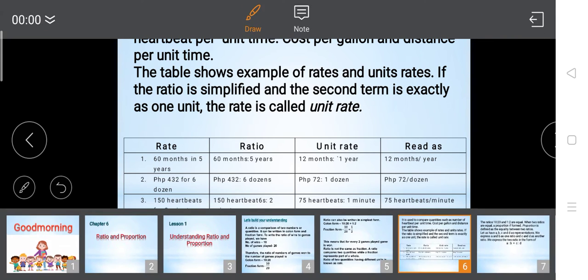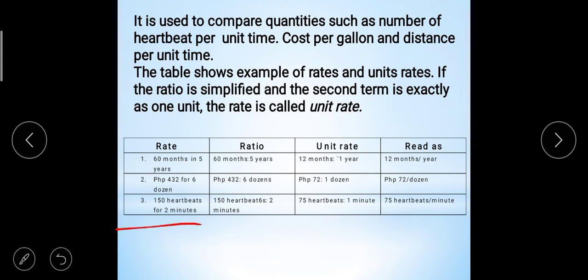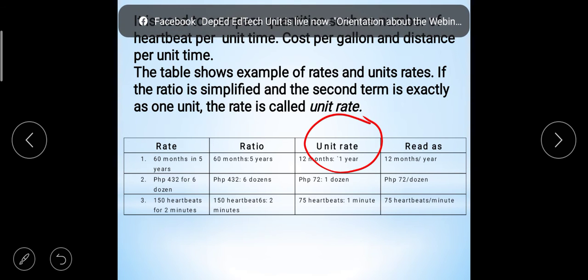Okay, question in simplifying a ratio. Okay, what is it, Lara? Pag hindi siya 1, ibig sabihin, hindi lang siya unit rate. But you can still write that the ratio na nakuha nyo is the simplified form.